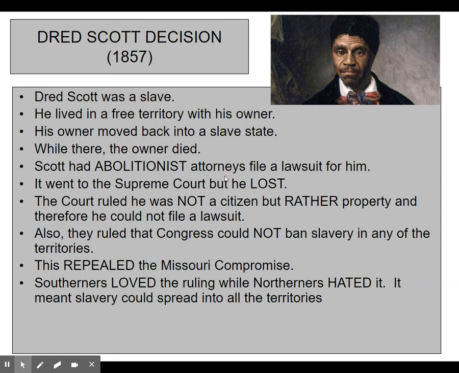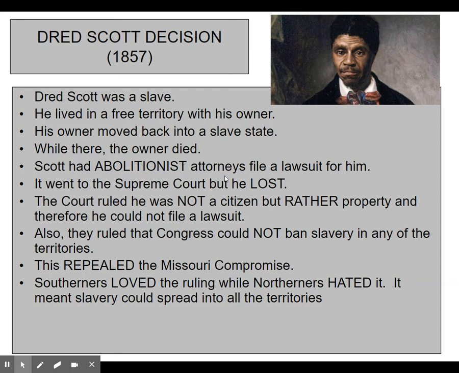Meanwhile, the owner died. And then after his owner died, Scott had abolitionists approach him with attorneys that they wanted to file a lawsuit on behalf of him, because they claimed that because he had lived in a free state for an extended amount of time, he should be a free man. It went to the Supreme Court. He lost. The court ruled that he was not a citizen, he was property.